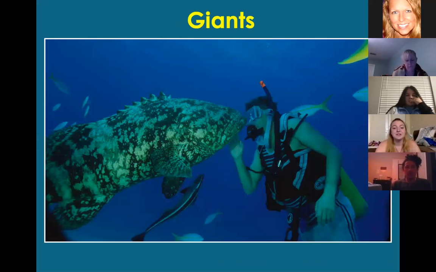Like I said, they're huge. So this is a picture comparing a Goliath grouper to a diver, and that actually kind of looks like a smaller one. They get pretty big. So they're pretty fun to swim with.